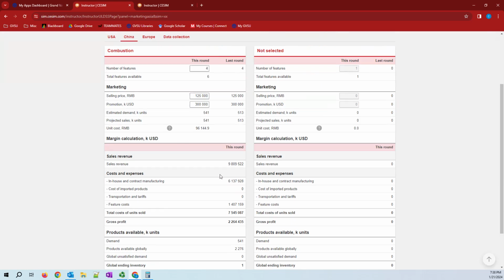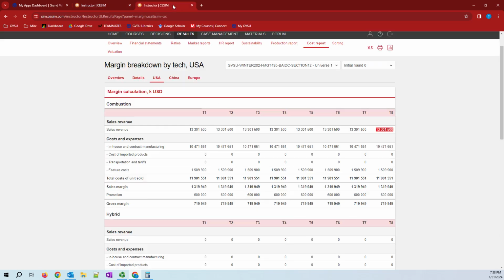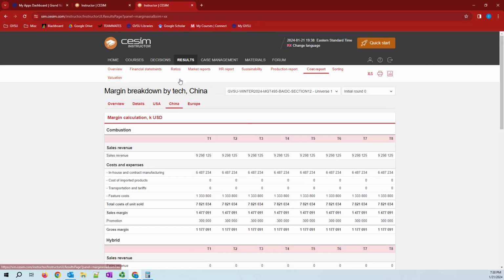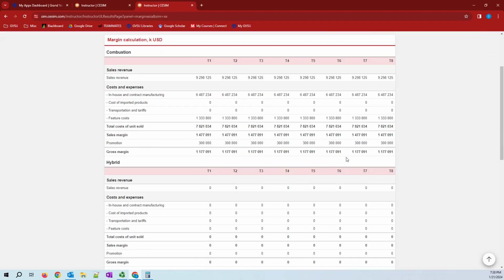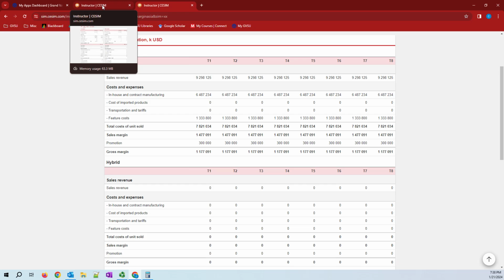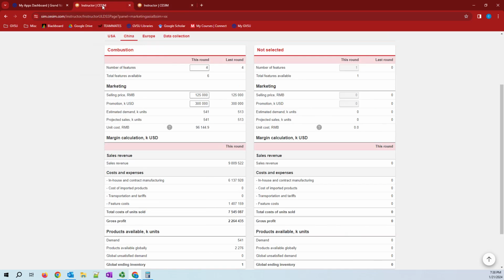Coming to China, I again do exactly the same thing. I look at, okay, what was my condition in China? Promotion was about $300 million, sales was about $9 billion, gross margin was about $1.1 billion. And this is the price sensitive geography, and they care for features as well. So I'm going to actually give them an extra feature, and I'm going to take some price off.